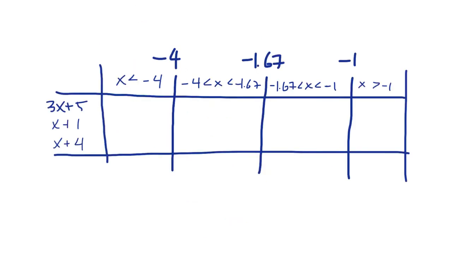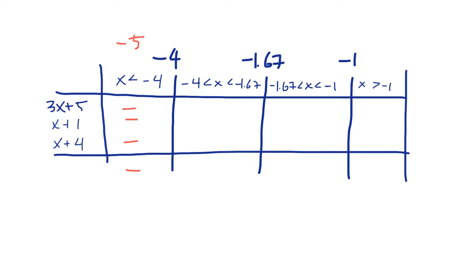So here's the table I set up. X is less than -4, x is between -4 and -1.67, x is between -1.67 and -1, and x is greater than -1. So now let's plug in some values into each of these ranges to tell us what each of the factors gives us, a positive or negative number. So less than -4, let's plug in -5. If I do that, this is going to be negative. The second factor is also going to be negative, and the third factor will also be negative. 3 negatives make a negative.